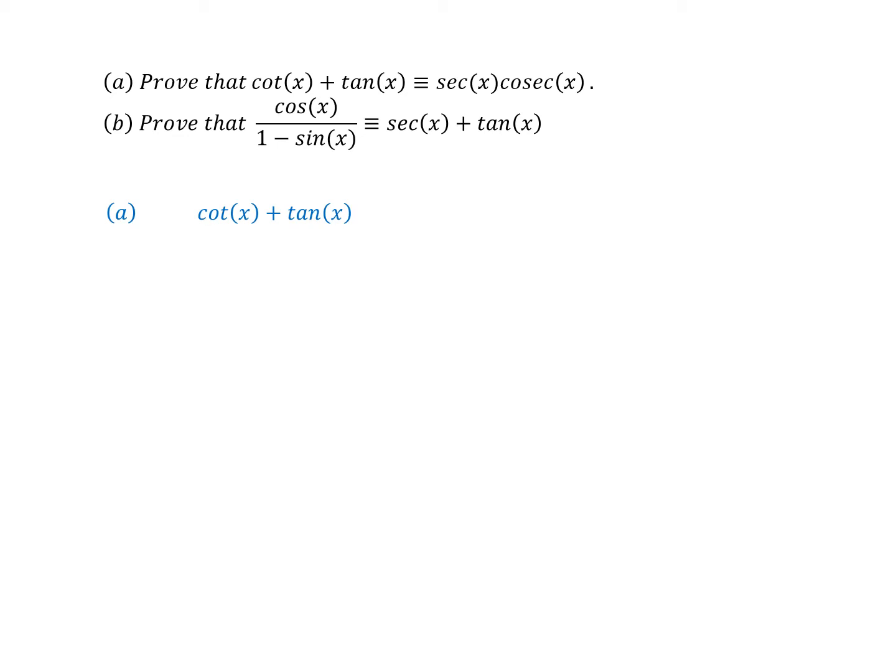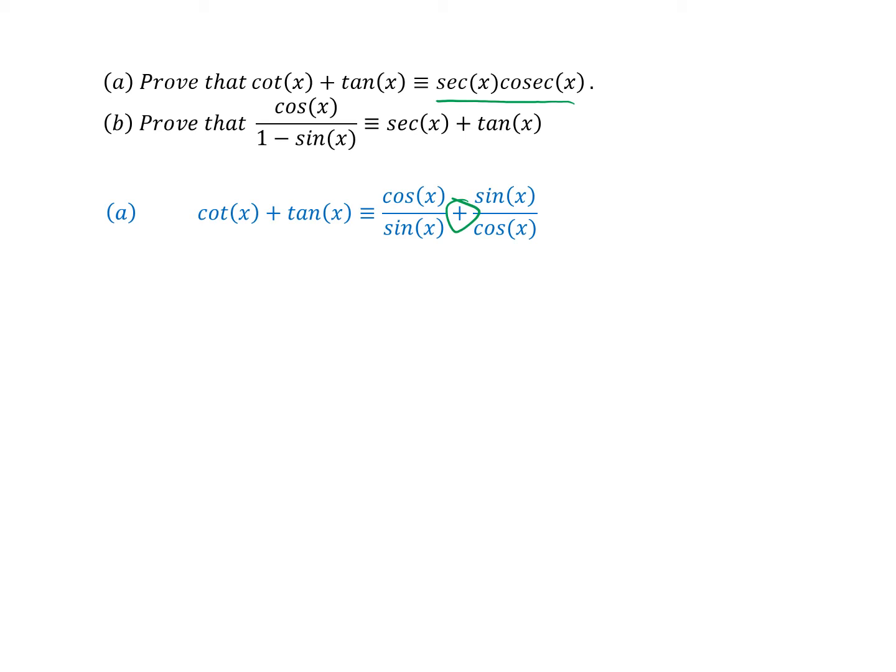The first thing I'm going to do with the first one is to convert the cot and the tan both into sines and cosines. So cot is cos over sine and tan is sine over cos. Now when I look at what I'm trying to prove, the right hand side is just a single term, two things multiplied together, but here I've got two things added together. So it's clear that I need to combine these two separate terms into a single fraction.